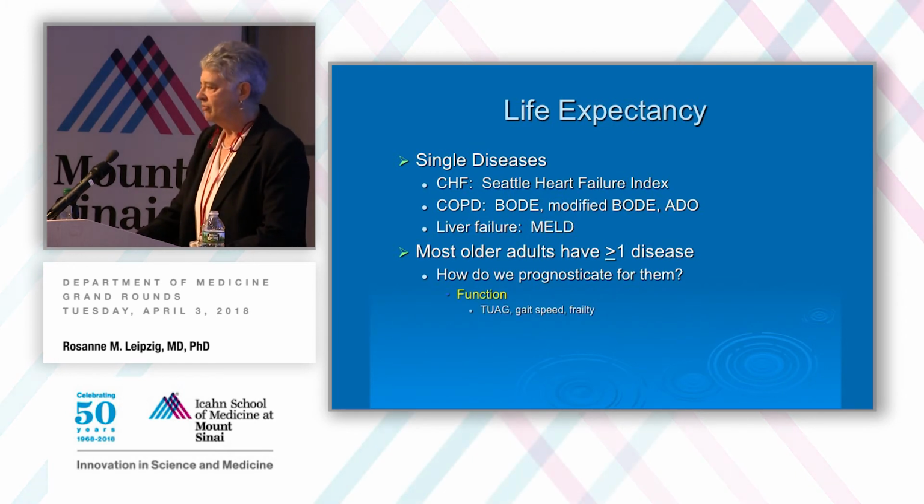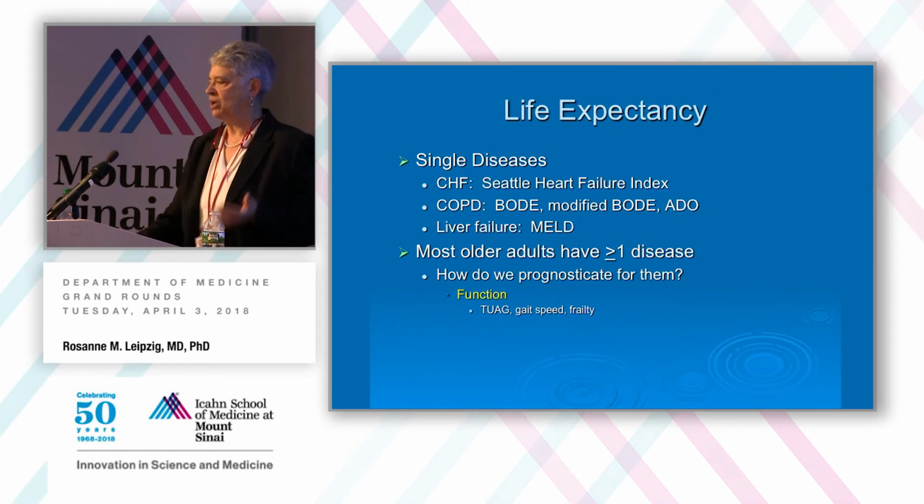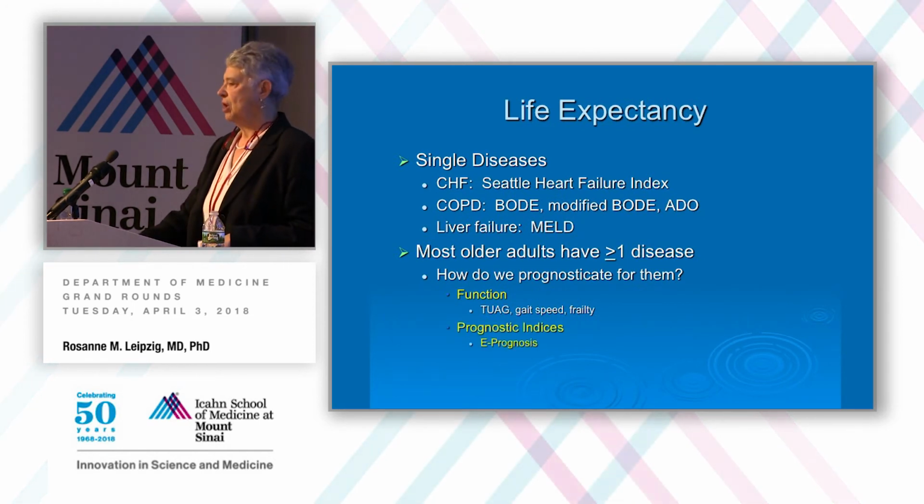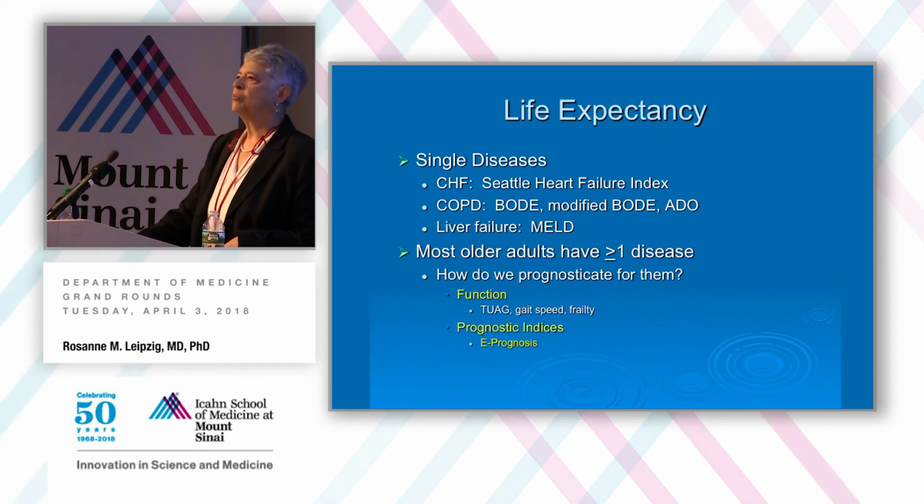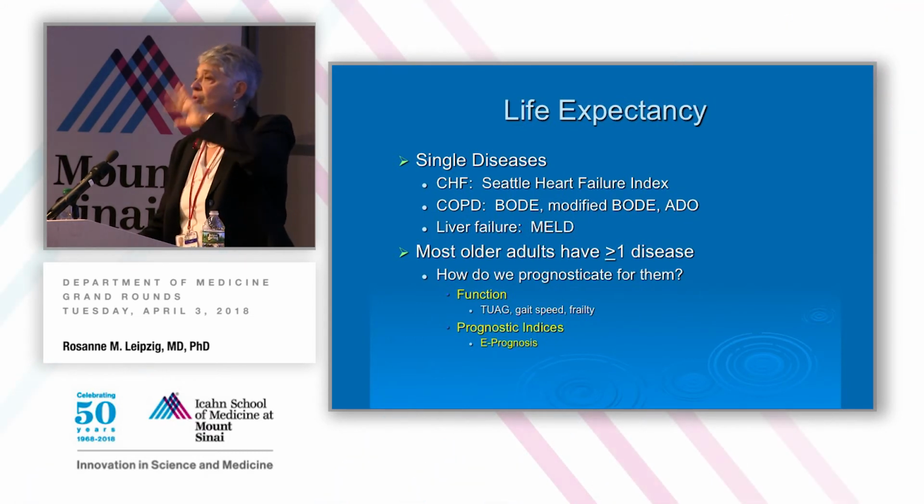And we can do it by function, as we talked about, with the timed up and go, the gait speed, the frailty, or there are now prognostic indices, and in particular something called e-prognosis. So how many of you have heard of e-prognosis? Okay, it's really helpful. It has two different versions.